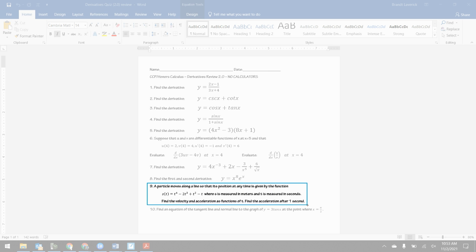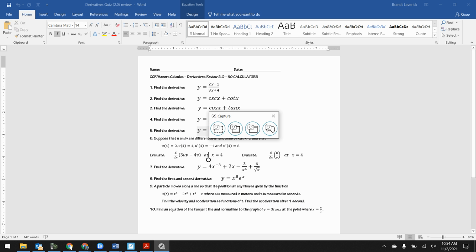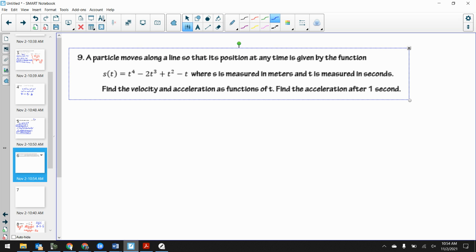Got some acceleration and velocity going on. A particle moves along a line so that its position at any time is given by that equation. Find the velocity and acceleration functions. How do I find velocity? I throw something and see how fast it goes. I find the derivative of position, right?